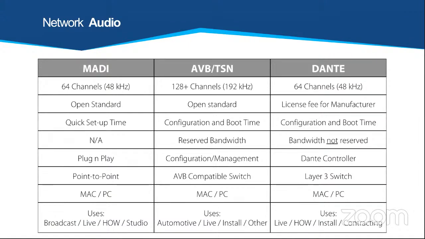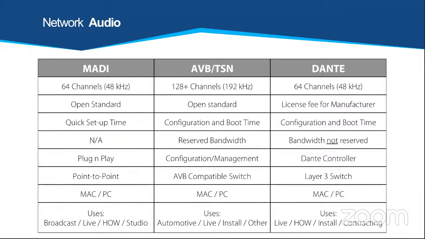Dante and MADI can both do 64 channels, on a single Brooklyn 2 chip on the Dante side. The MADI spec is 64 channels on a single MADI in and out at 24-bit 48K. AVB is a little bit more independent of that, and you can have 128 plus channels at any sample rate. AVB and MADI are open standards. Dante, there is a license fee for the manufacturer, and to some extent, there's a licensing fee, while pretty small, for the user. MADI has the quickest setup time, which is why it's used a lot in live.